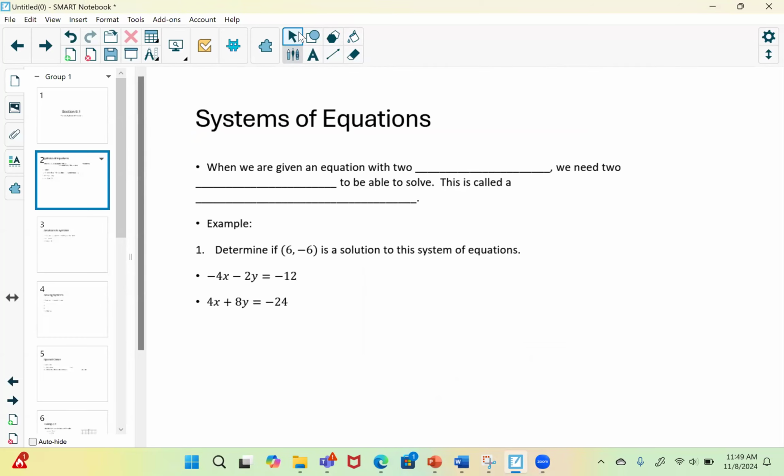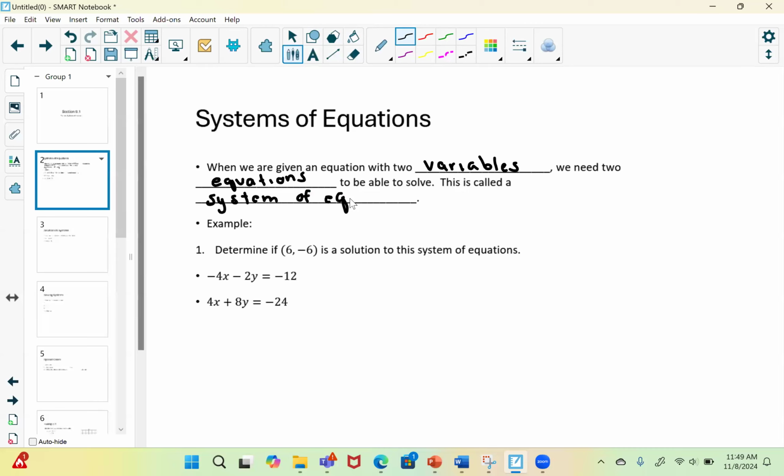So in chapter 9, we're going to look at systems of equations. We're given an equation with two variables. We need two equations to be able to solve it, and this is called a system of equations. So it looks like this. We're going to have two different equations with two variables, and generally the variables will be x and y.